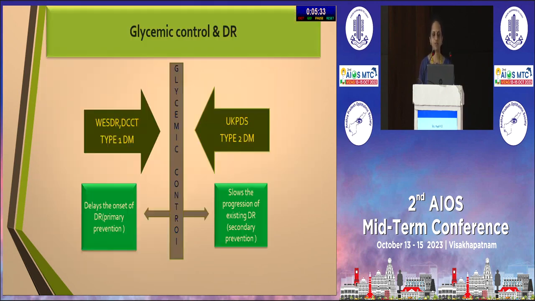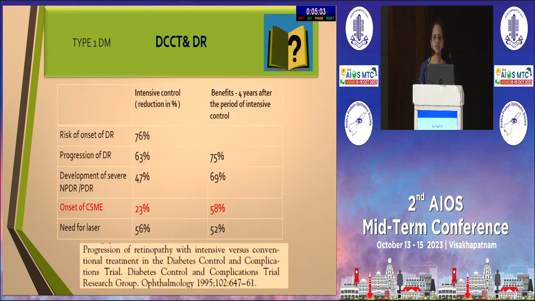Now, coming to the modifiable risk factors, there are numerous benchmark trials that evaluated the relationship between glycemic control and diabetic retinopathy, among which the WESDR, that is the Wisconsin study, the DCCT, and the UKPDS threw light on primary and secondary prevention. They said that intensive glycemic control delays the onset of diabetic retinopathy, that is the primary prevention, and also slows the progression of existing retinopathy, that is the secondary prevention.